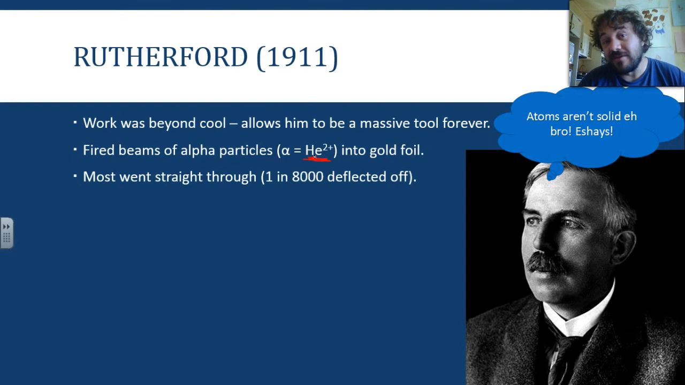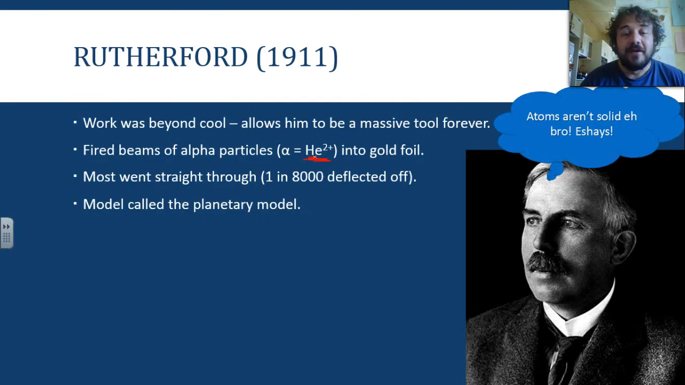Most went straight through. And he was all like, oh, what's this mean, bro? What it meant was that most of the atoms aren't solid. There's lots of space in between. Most of the atom is empty. That's amazing. What that means is that this plum pudding can't be correct, because if it was, they'd all be sitting on top of it and you couldn't squeeze anything through.